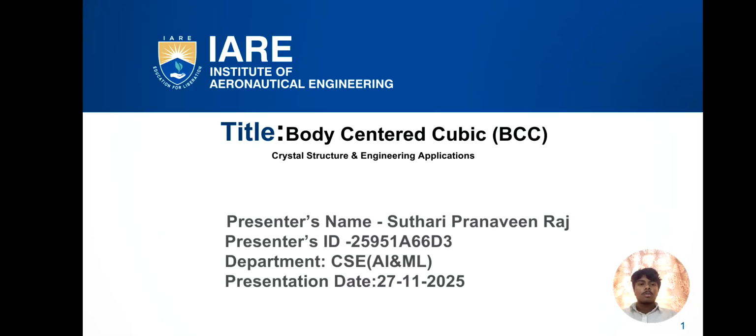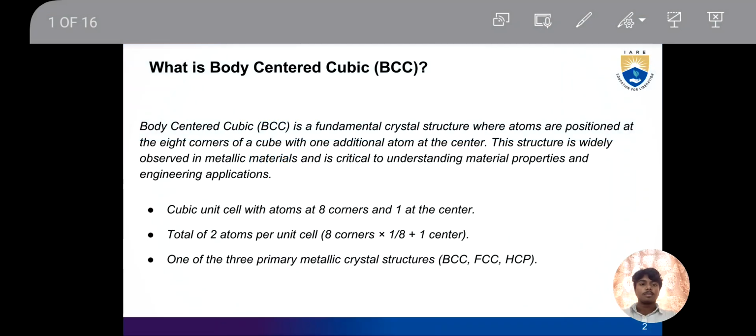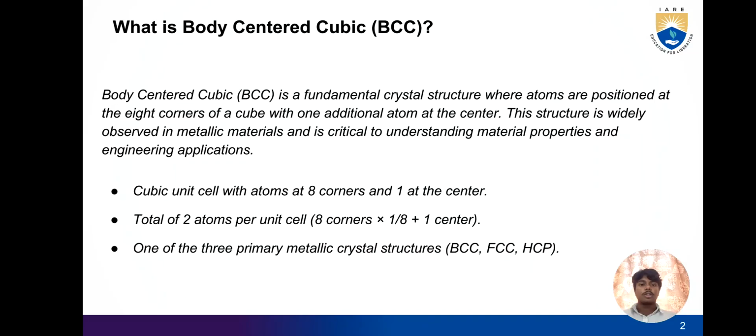Today I am going to discuss the body-centered cubic crystal structure and its engineering applications. What is body-centered cubic? Body-centered cubic is a fundamental crystal structure where atoms are positioned at the eight corners of a cube with one additional atom at the center. This structure is widely observed in metallic materials and is critical to understanding material properties and engineering applications.